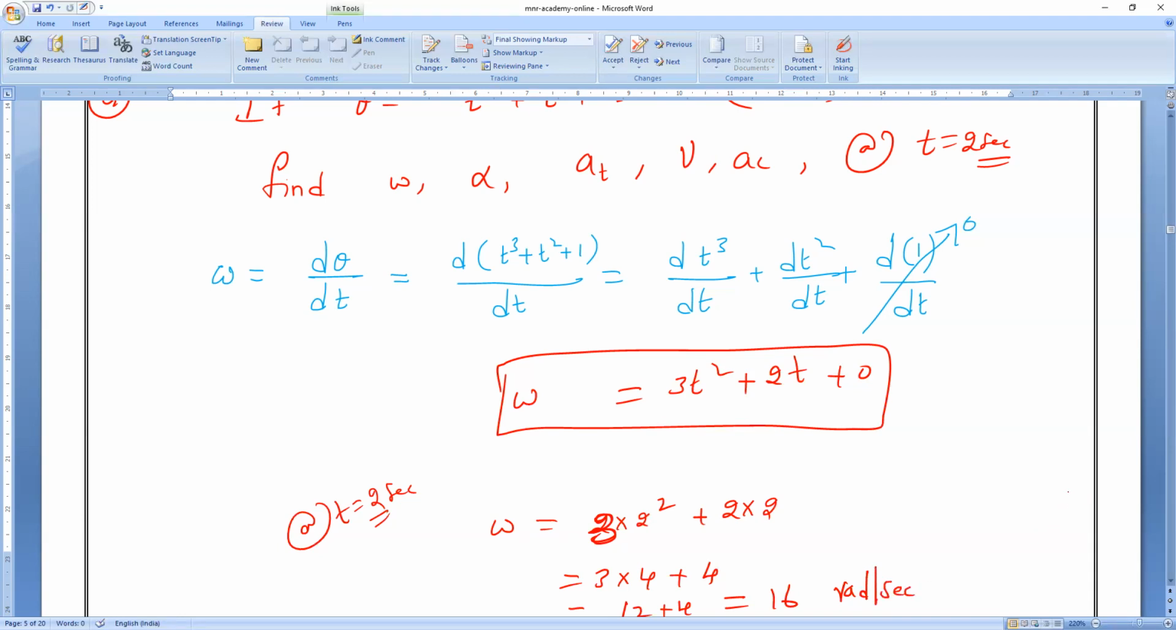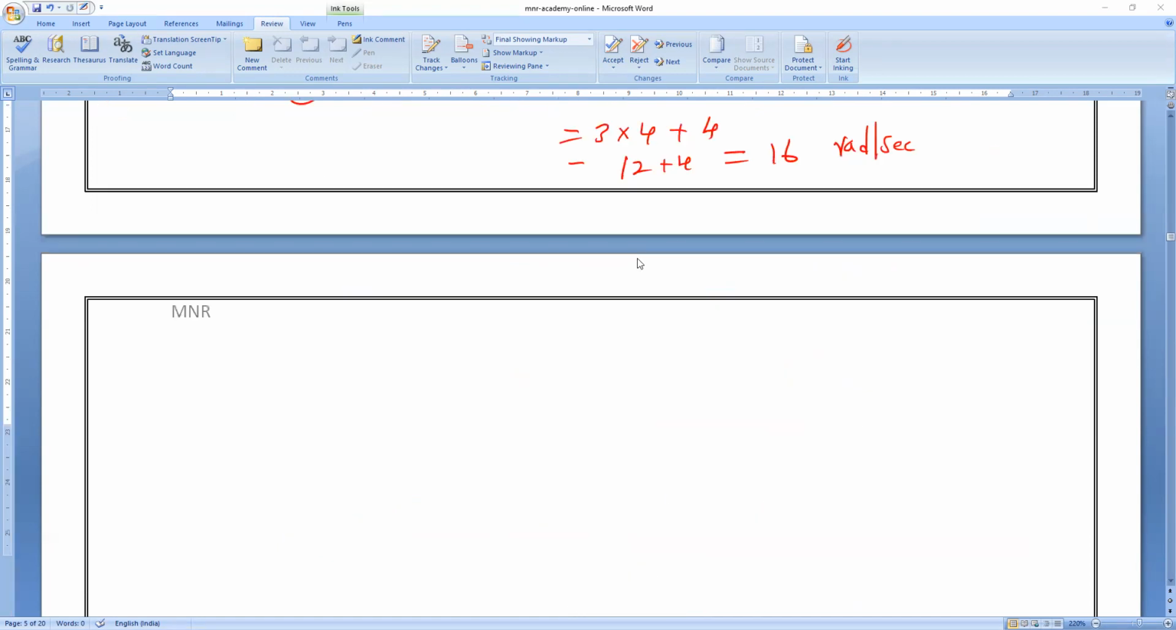Alpha is radian per second square. So omega will be radian per second, because it's a velocity, correct? It's a velocity, not acceleration. So be very careful. If the units are wrong, everything is wrong. You have to be very careful.